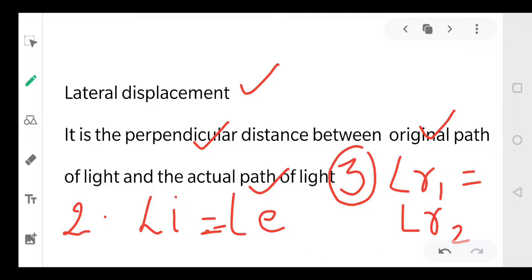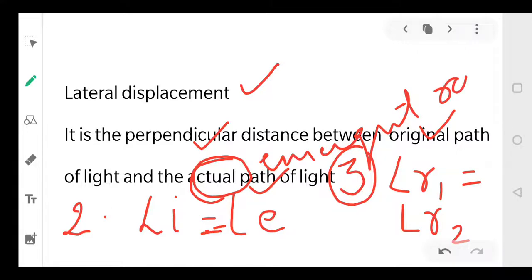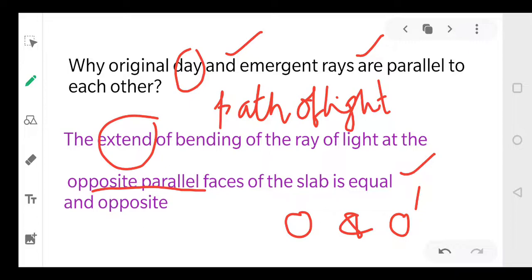Students, don't take it as actual ray; write here the emergent ray. So it is the perpendicular distance between the original path of light and the emergent ray. Written? Very well done. So this is again a very important question which is generally asked in the board exams. The diagram is important. You must draw it properly. Use your blue sketch pen to highlight the things and draw with a very sharp and neat pencil.